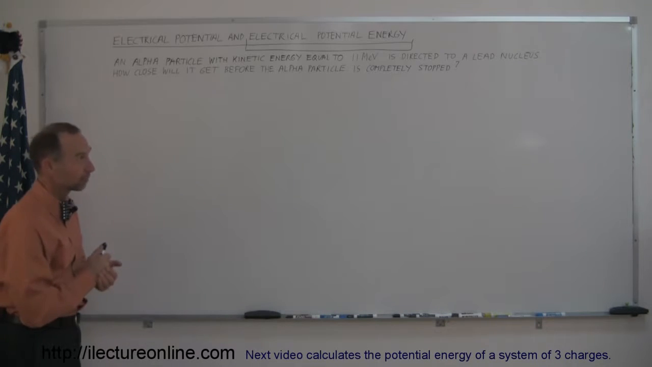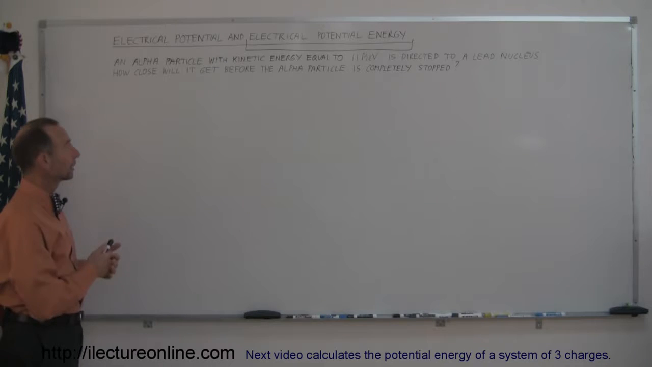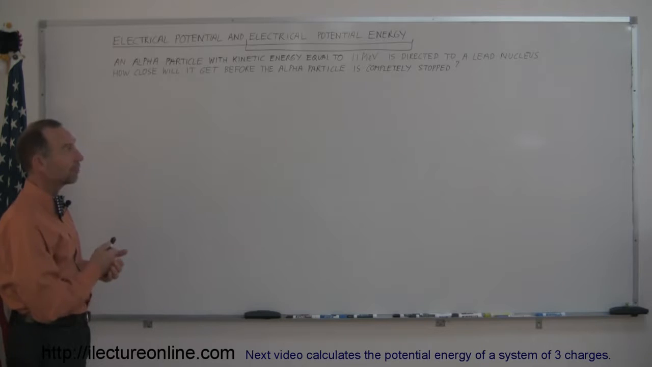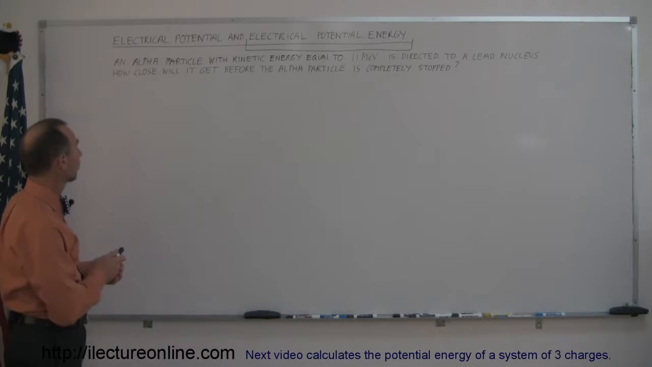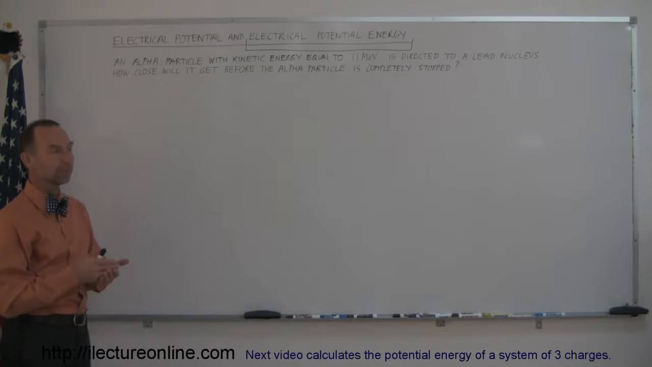Some interesting problems. So let's take a look at this one. It says here that an alpha particle with kinetic energy equal to 11 million electron volts, 11 MeV as we call it, is directed to a lead nucleus. How close will it get before the alpha particle is completely stopped?